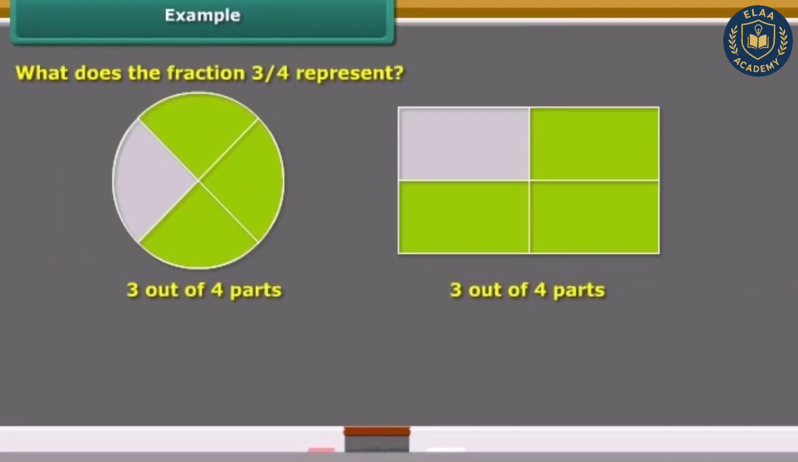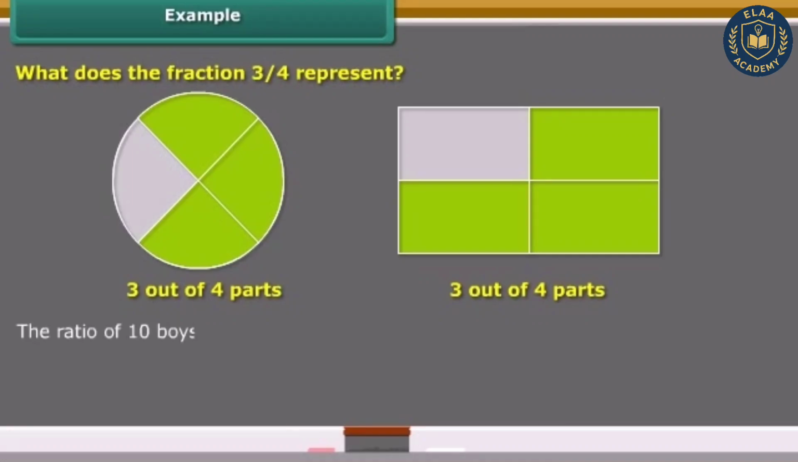What does the fraction 3 upon 4 represent? It represents 3 out of 4 parts. The shaded part of each figure below represents 3 upon 4 of the entire figure.